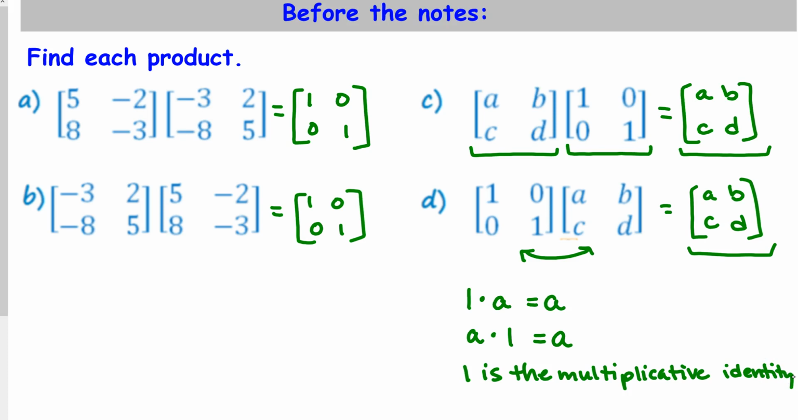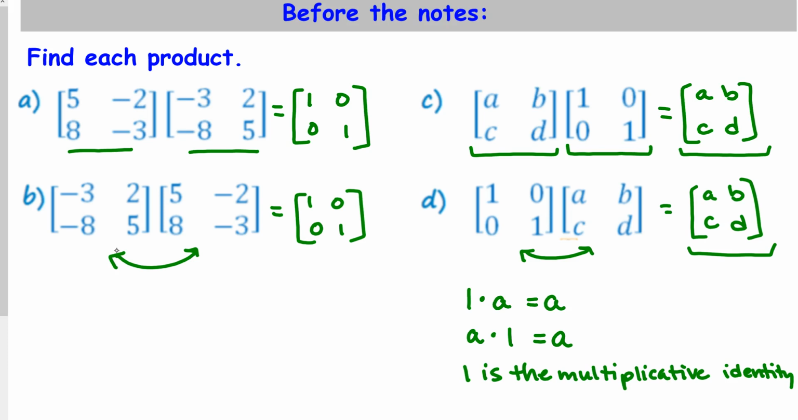Okay, now we see in parts A and B that when we multiply these two matrices together, we get the matrix with elements 1, 0, 0, 1, and it doesn't seem to matter what order we multiply them in. You see part A and part B, we have the same two matrices, but the order has been switched. We still get the matrix that has elements 1, 0, 0, 1.